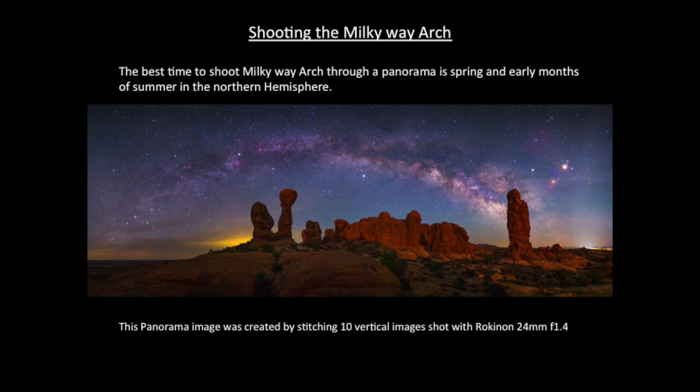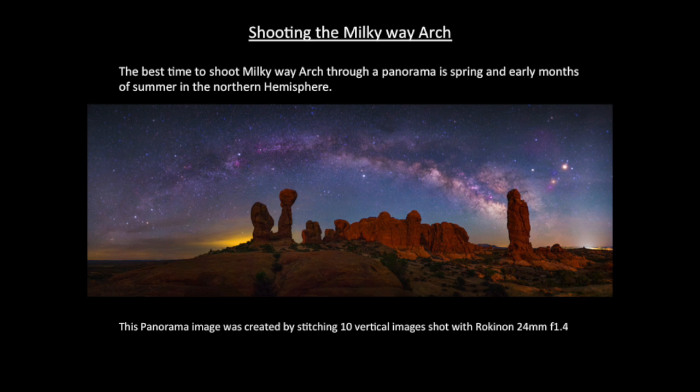In this slide, I talk about shooting the Milky Way Arch. Where I live in the northern hemisphere, the best time to shoot the Milky Way Arch is through a panorama. Definitely it is spring and the early months of summer, and we can see that is almost true for India as well with the slides that we saw. So the best time might be April, May, June. You can still take it in July, but not in the later months, as the Milky Way is way up.